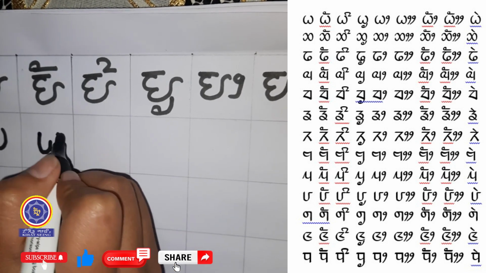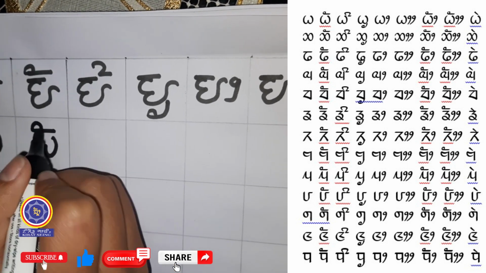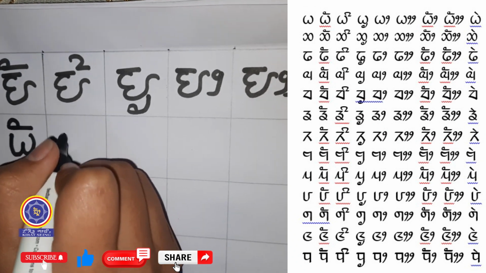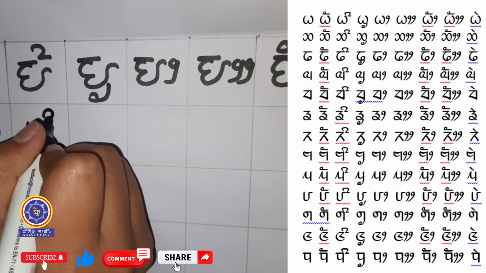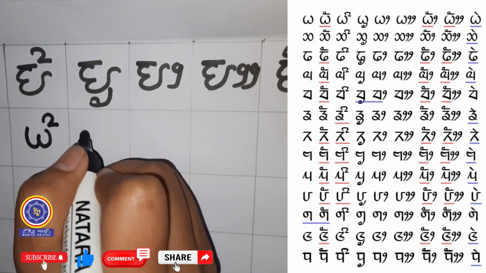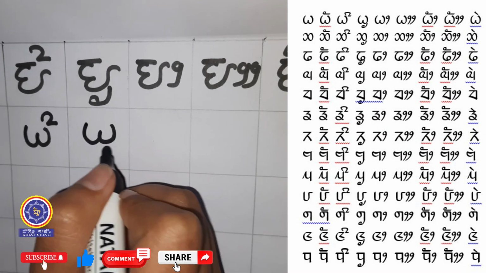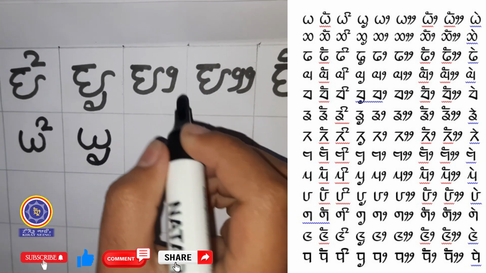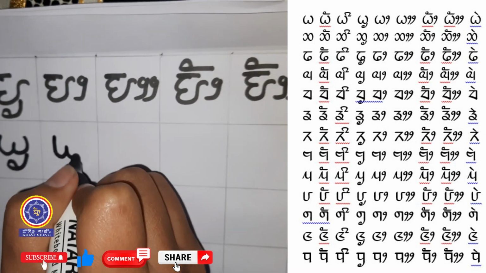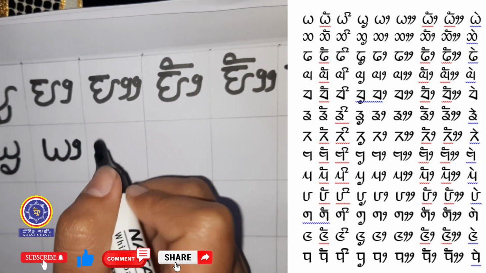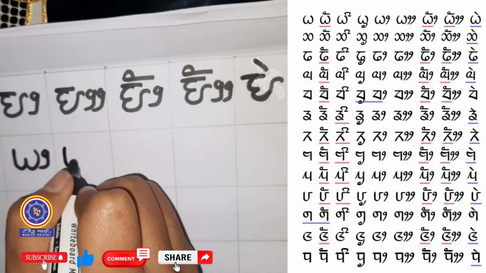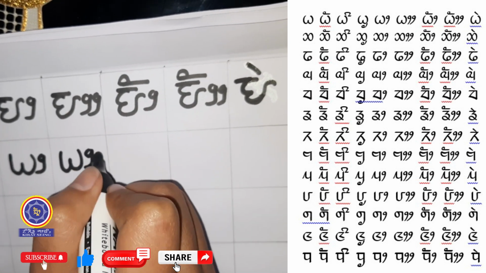Write pa. And add amma. Pa amma pa. Pa. And add iksu. Pa iksu pi. Pa. And add uksu. Pa uksu pu. Pa. And add etu. Pa etu pe.